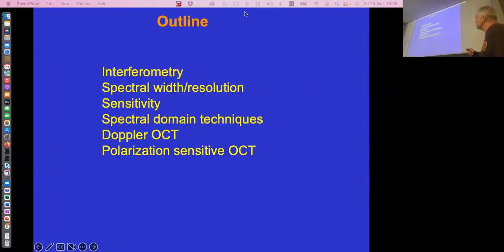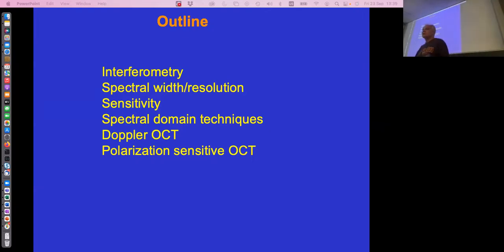The outline of my talk is I will discuss interferometry. I will discuss the spectral width and the resolution of your sources and how it affects the resolution of an OCT image. I will discuss the sensitivity of your measurements, spectral domain techniques, that is a different version of OCT, and Doppler OCT and polarization sensitive OCT.